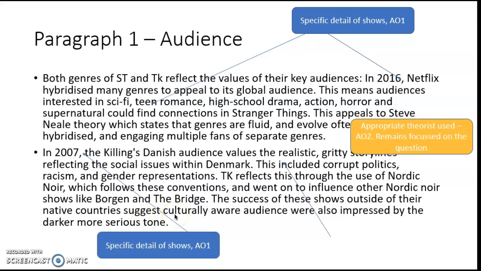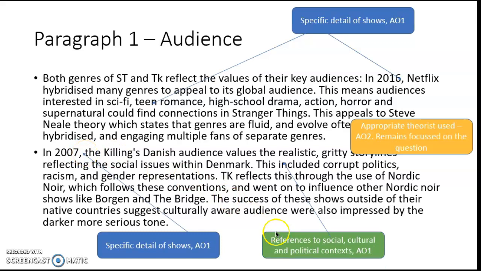So let's think about this again. Remember, we're talking about the audiences here. Again, I've shown the specific details of the show. I know that it was made in 2007. I also have given specific references here to the social, cultural, and political context, specifically of Denmark, so the corrupt politics, racism, and gender representations. I'll go on and supplement this later in the essay. But I'm just giving a hint here that I know what Denmark was like in 2007 and why it appealed to the Danish audience.